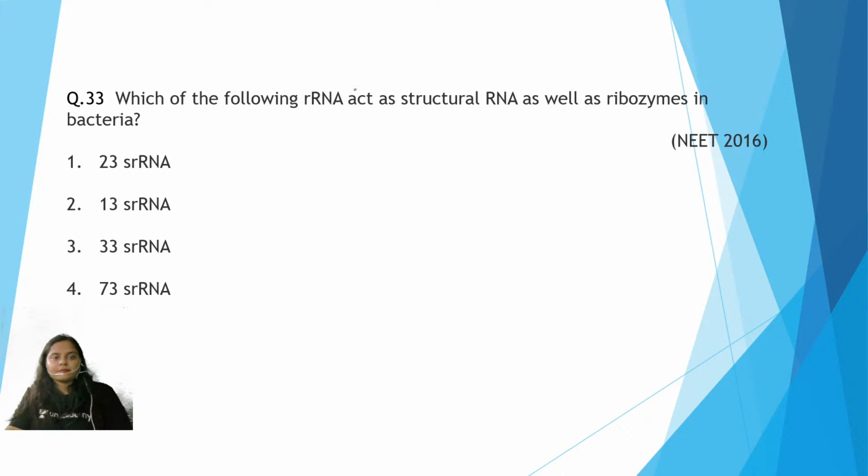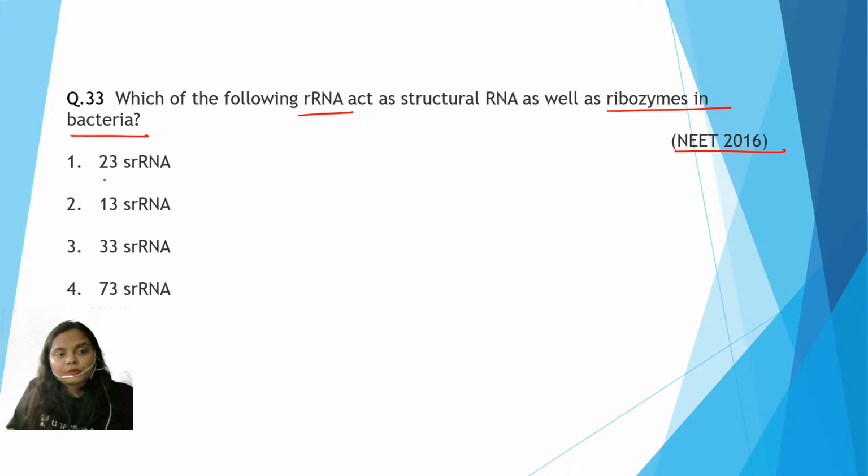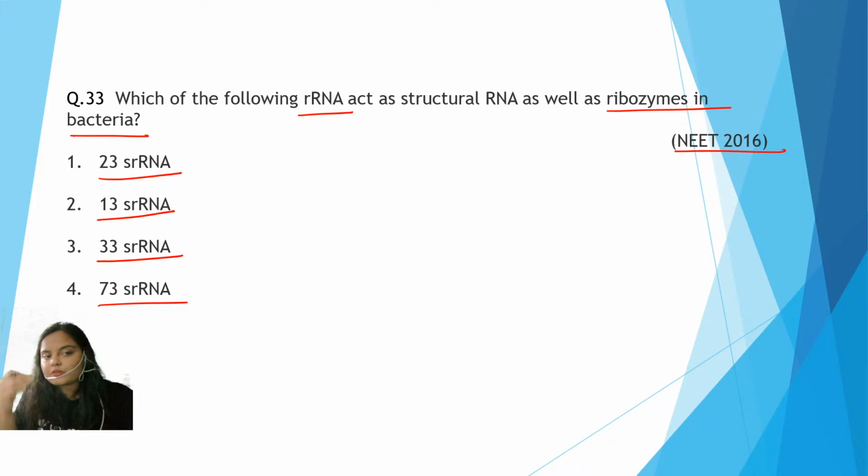Question number 33. Which of the following rRNA acts as the structural RNA as well as ribozyme in bacteria? NEET 2016. 23S rRNA, 13S rRNA, 33S rRNA, 73S rRNA. First of all, this question was really easy because you know the different types of RNA in bacterial ribosomes. We have never seen 13S, 33S or 73S rRNA, so we already know the answer. The right answer is 23S.